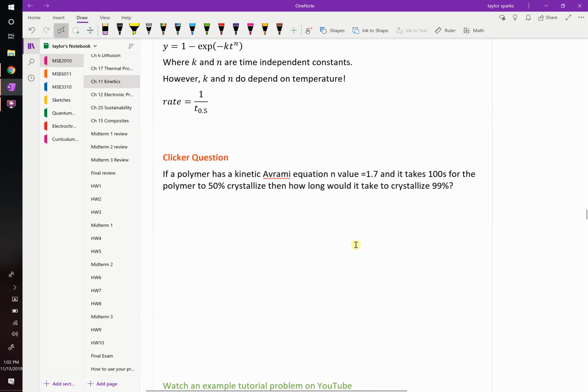So let's do an example, okay? The clicker question we're going to start with says, if a polymer has the kinetic Avrami equation N value equal to 1.7, so that N is 1.7, and it says it takes 100 seconds for the polymer to 50% crystallize, how long would it take to crystallize 99%? So first thing you're going to do is write the Avrami equation.